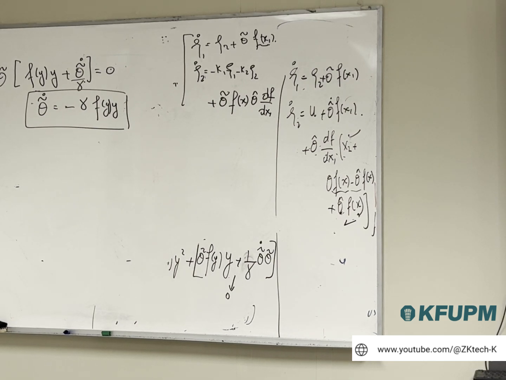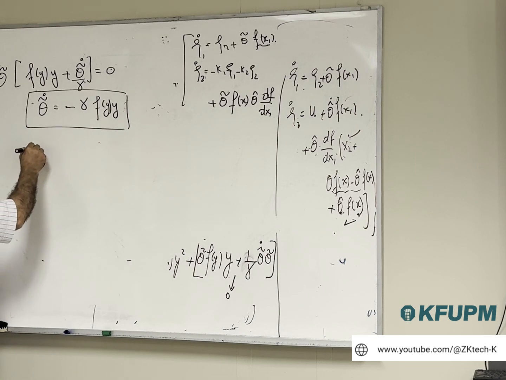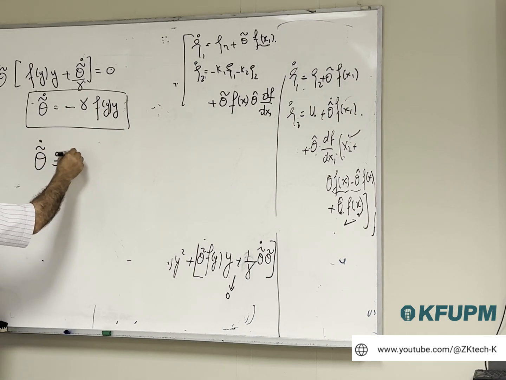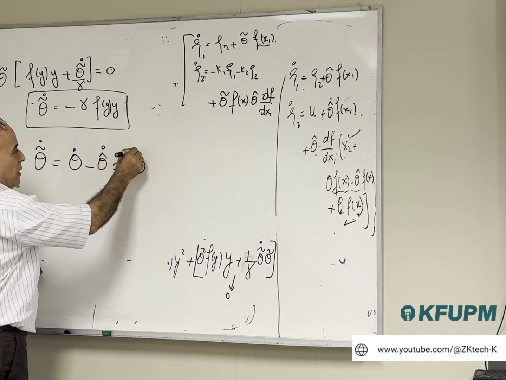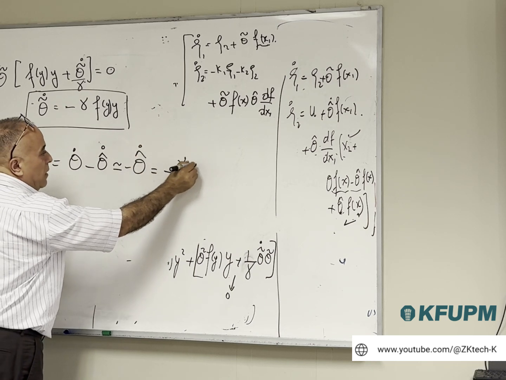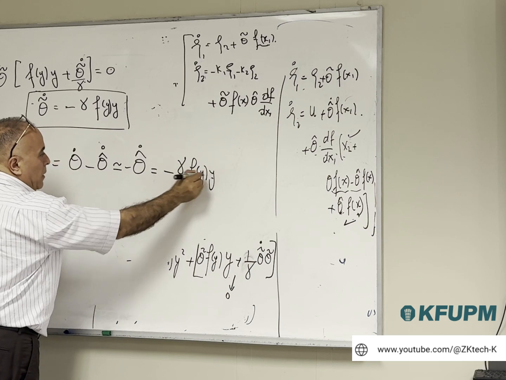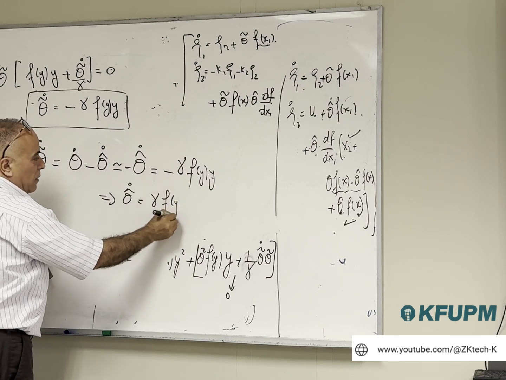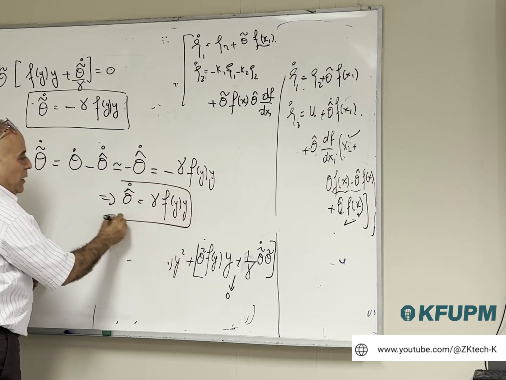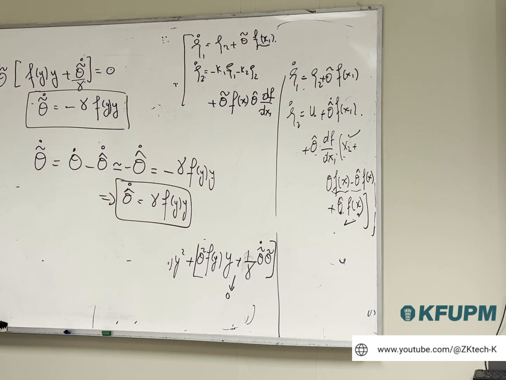So this represents the adaptation rule, or how we are going to update the value of theta. The controller is a function of theta hat. We said that theta changes, but it's slow to change. So we are going to assume theta tilde prime, which is equal to theta prime minus theta hat prime, almost the same as minus theta hat prime, which is equal to minus gamma f of y multiplied by y. So this will imply that theta hat prime equals gamma f of y multiplied by y. So this is how I'm going to update my estimate of theta hat inside the controller. Everybody is okay with this? Yes?